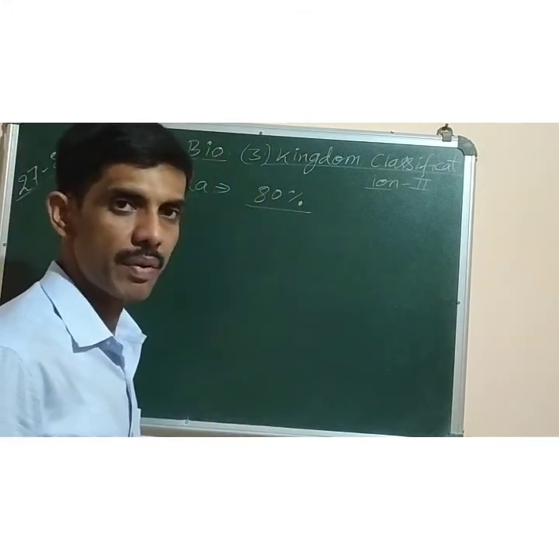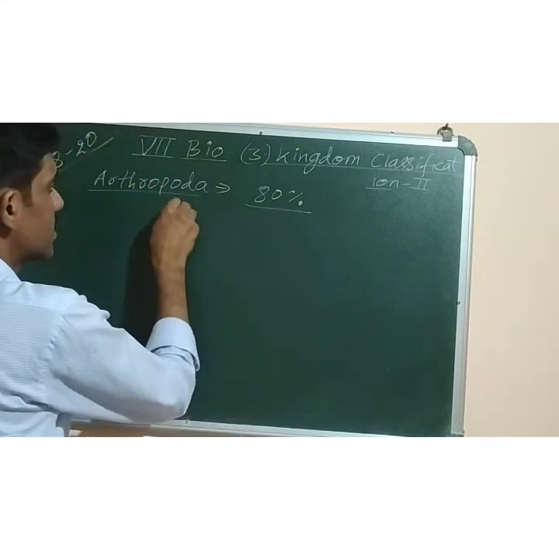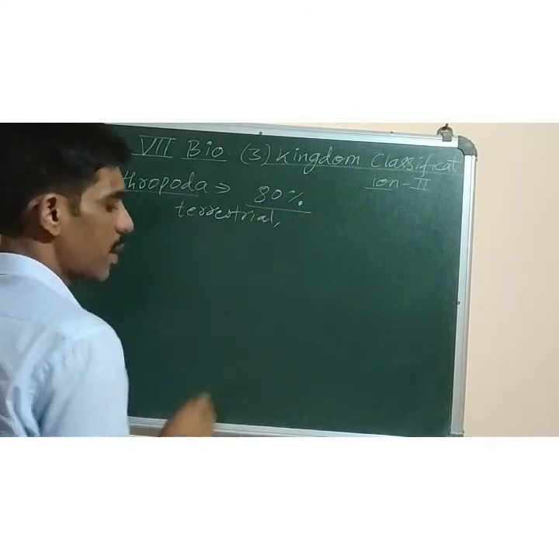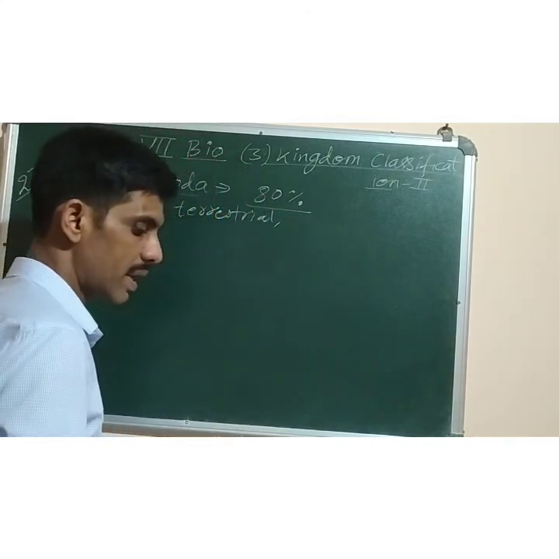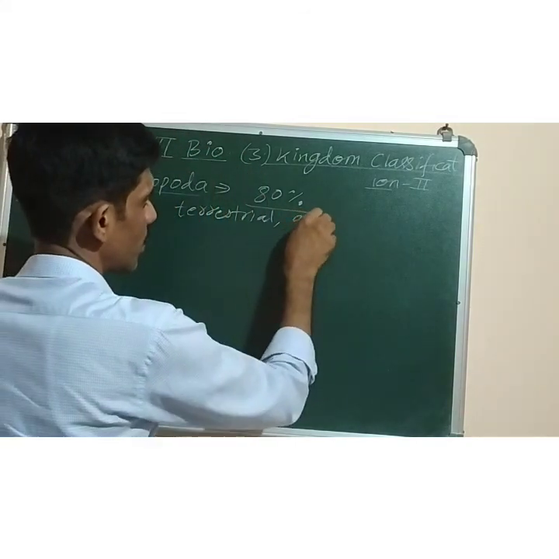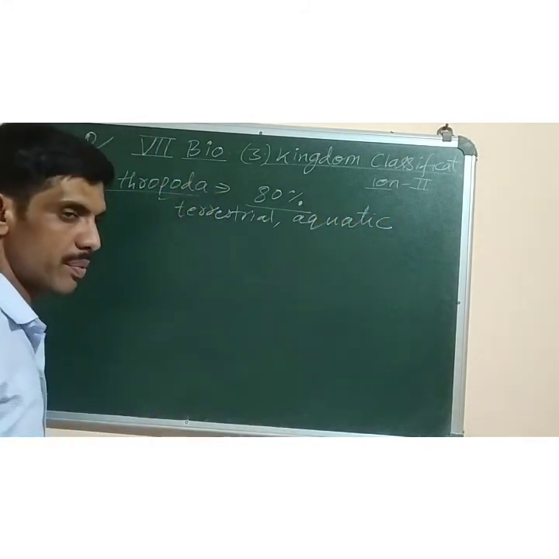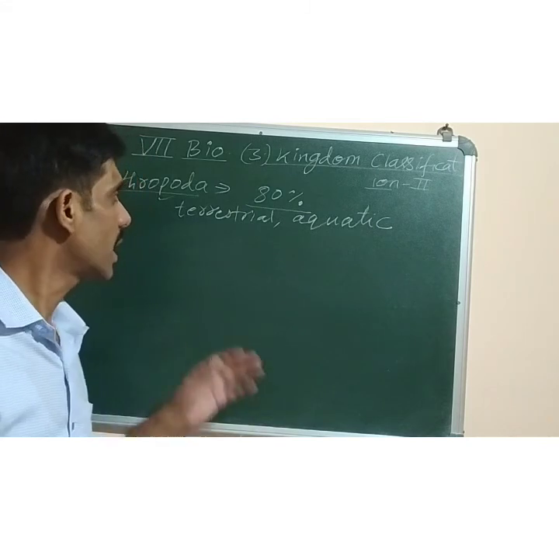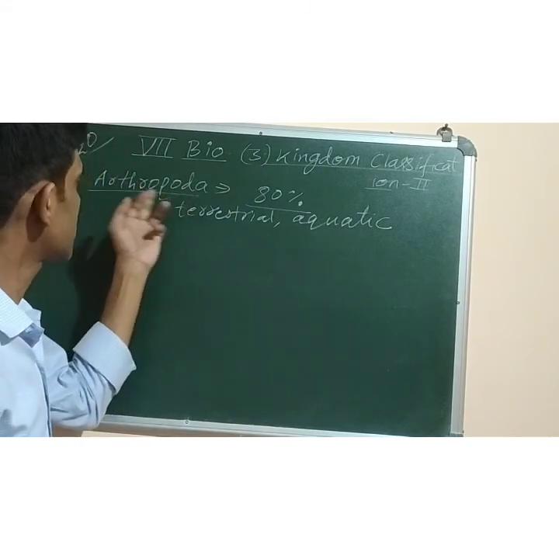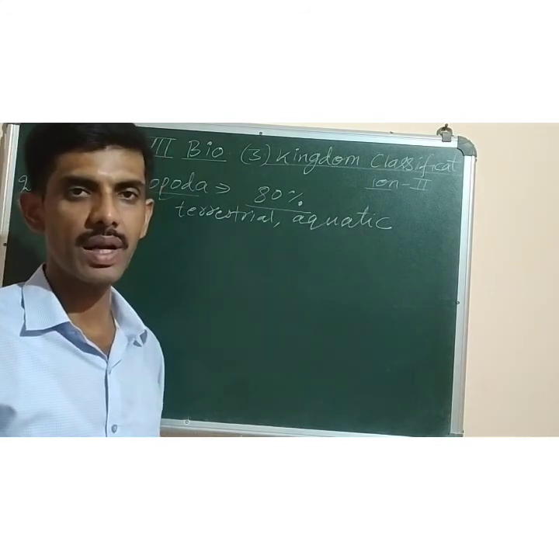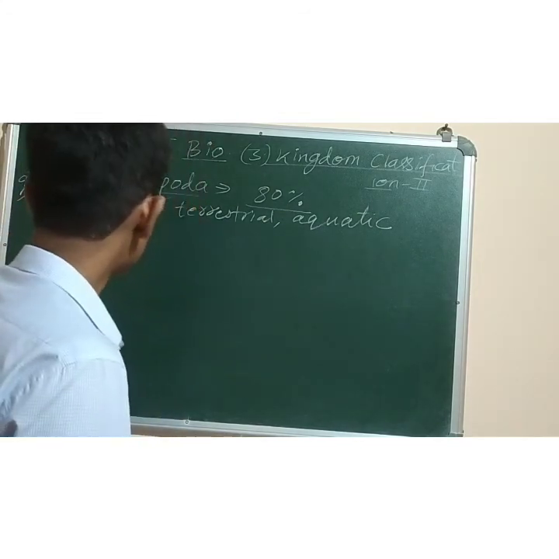And they can be found both on land, that is terrestrial, or they can be aquatic also, that is they are found in the water also. So both aquatic as well as terrestrial animals are found in Arthropoda. The meaning of Arthropoda: poda means legs, arthro means jointed limbs. So such animals which have jointed limbs or legs are called Arthropoda.